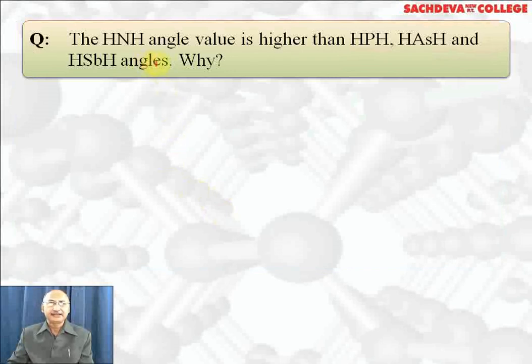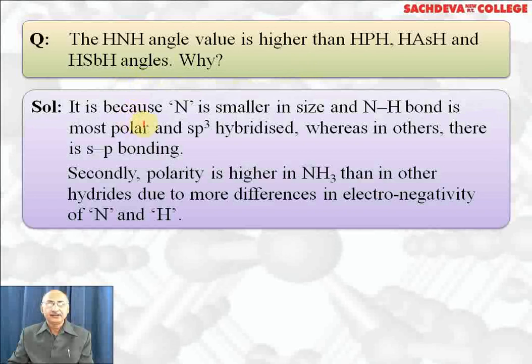Next question, HNH angle value is higher than HPH, HAsH and HSbH angles. Why? Nitrogen is smaller in size and NH bond is most polar and sp3 hybridized, whereas in other cases there is almost pure p bonding. Secondly, polarity is higher in ammonia than in other hydrides due to difference in electronegativity between nitrogen and hydrogen. Therefore, angle in ammonia is 107. HPH in phosphine is 94.5 and others are close to 90 degrees.